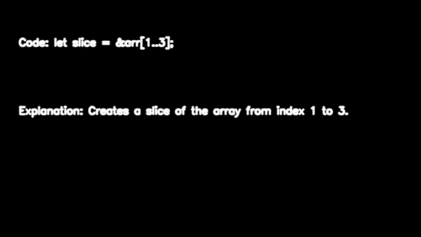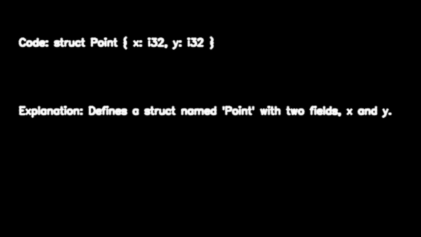Code. let slice = &arr[1..3]. Explanation. Creates a slice of the array from index 1 to 3. Code. struct Point { x: i32, y: i32 }. Explanation. Defines a struct named Point with two fields, x and y.